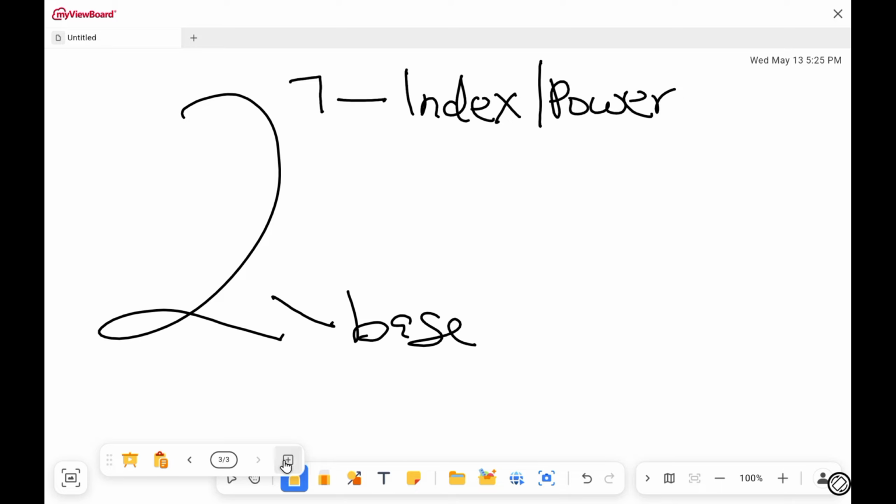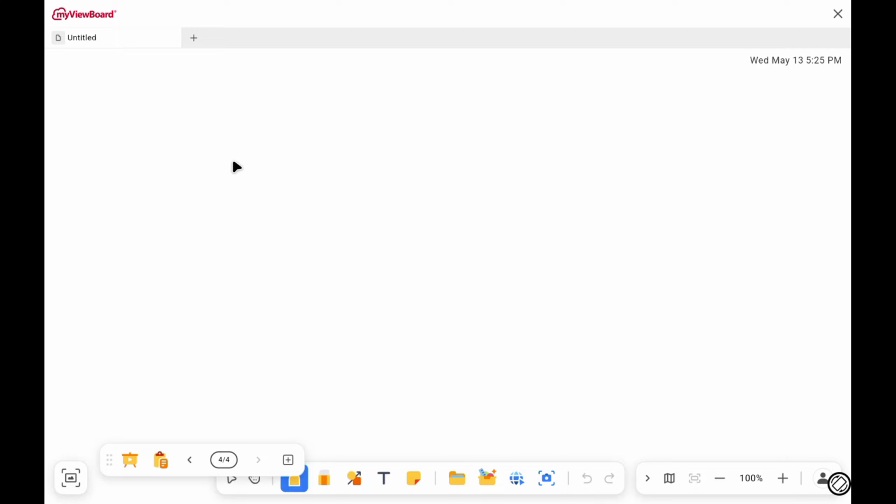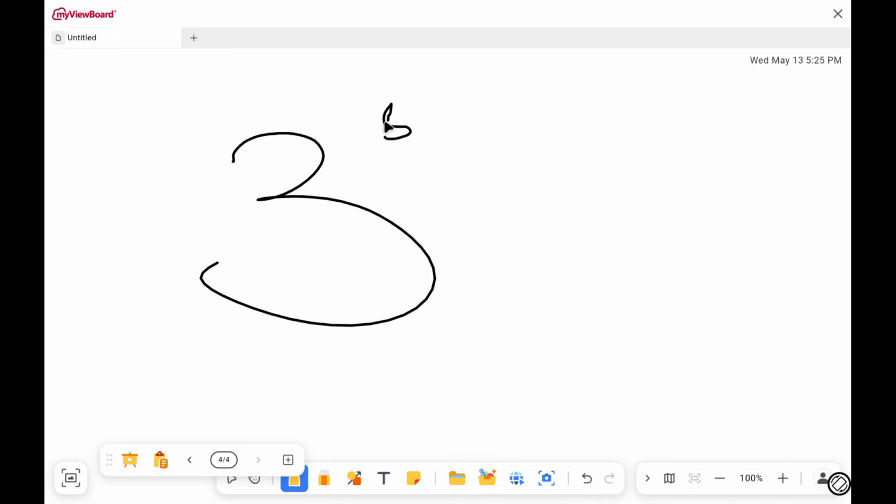So let me ask you this question. Let's assume you have 3 raised to power 5. What is 3 called? You should know it now. Oh, okay. It is called the base. That's good. Clap for yourself. So now the 5, what do we call the 5? I'm waiting. Power. Wow, that's correct. So you write power.